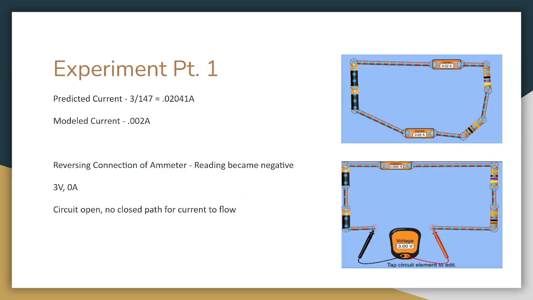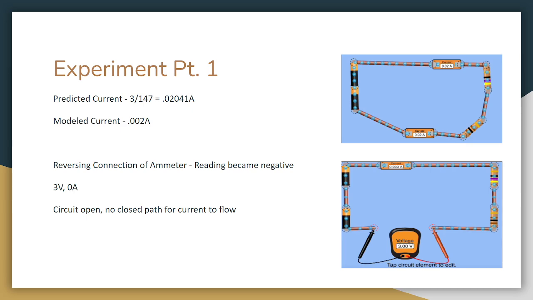So in experiment part 1, predicted current was 0.2041, and for the model current we got 0.02, that's a typo, 0.2. So like I said, pretty accurate to prediction. Reversing the connection of the ammeter, the reading became negative.